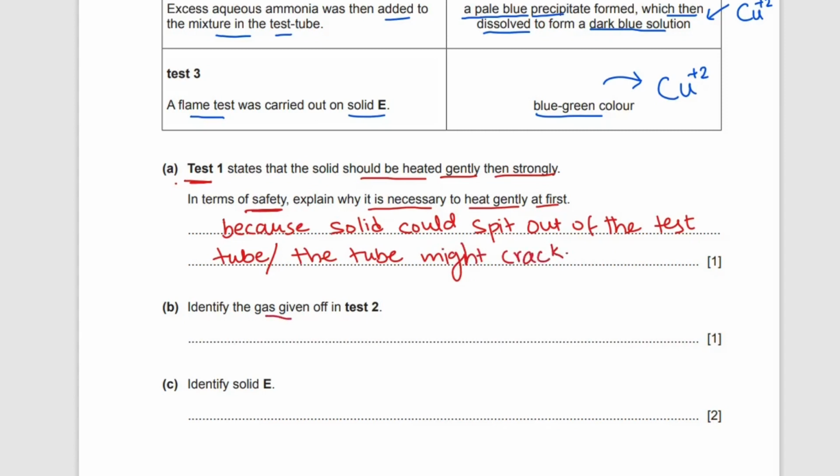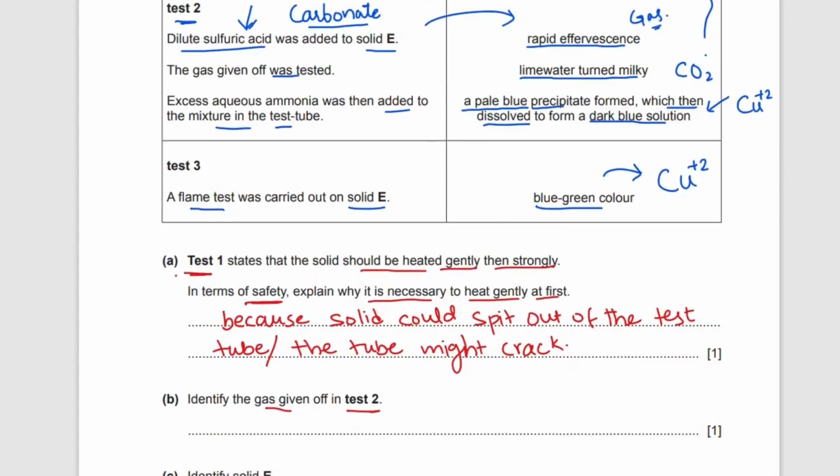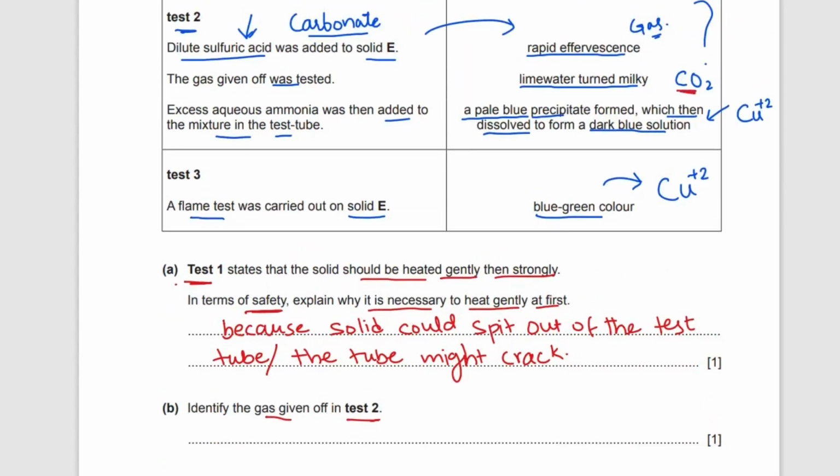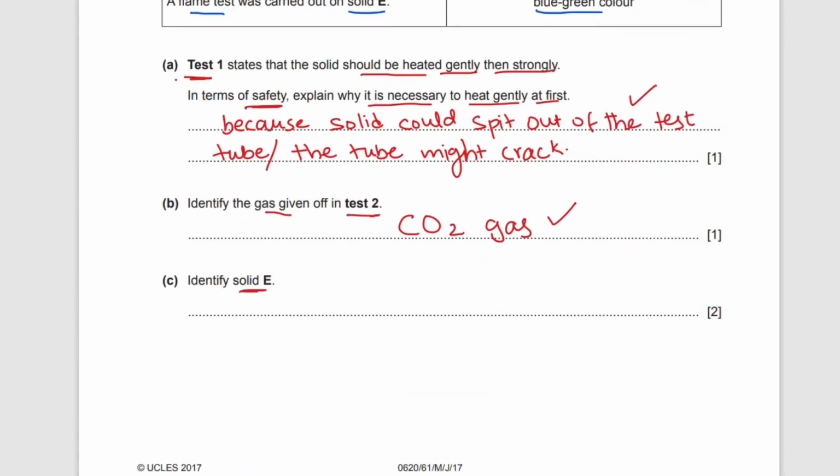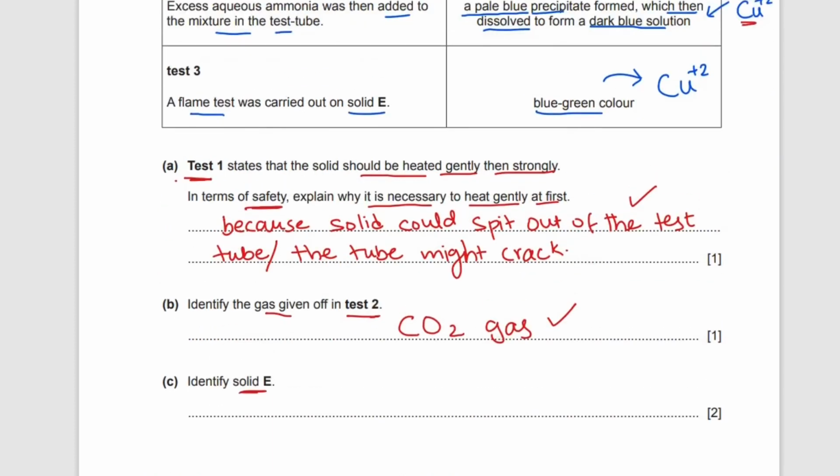Identify the gas given in test 2. Let's see. So here we know that this one is carbon dioxide gas. You are only allowed to write here. You will not write anything here. Okay. Identify solid E. So as we understood that this is copper and carbonate ion. So it is copper carbonate. Right.